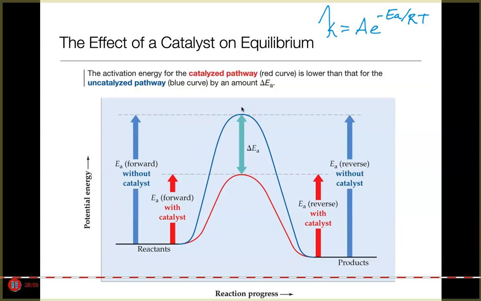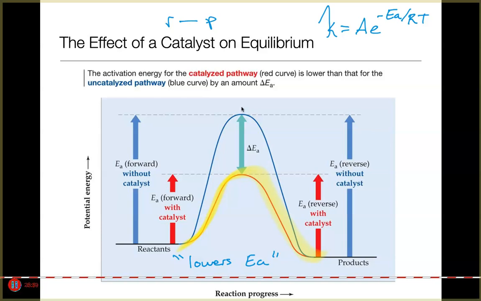So if we pretend we have some kind of reaction going from reactants to products, and it's the blue reaction that I have down here, without a catalyst, I'd have to go over this big activation barrier. The bigger the barrier, because it's part of the Arrhenius equation, the more it's going to slow down K. So without a catalyst, the reaction is going to go fairly slow. When you add a catalyst, and this is the high school definition, I'm going to give you a better definition in a second, it quote-unquote lowers the activation energy. It does not actually lower the activation energy.